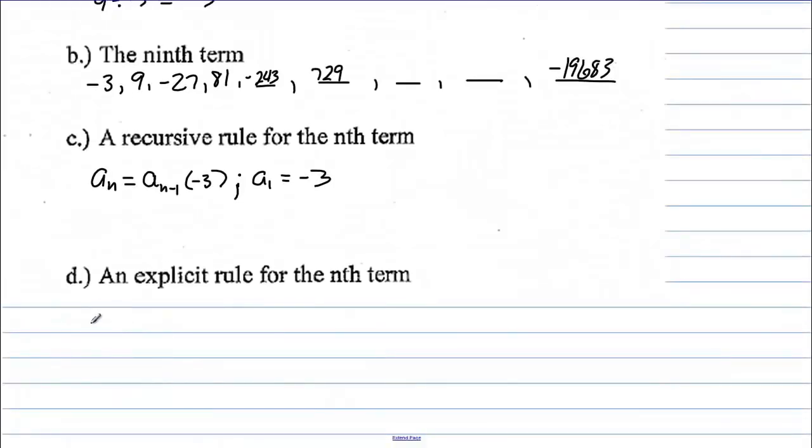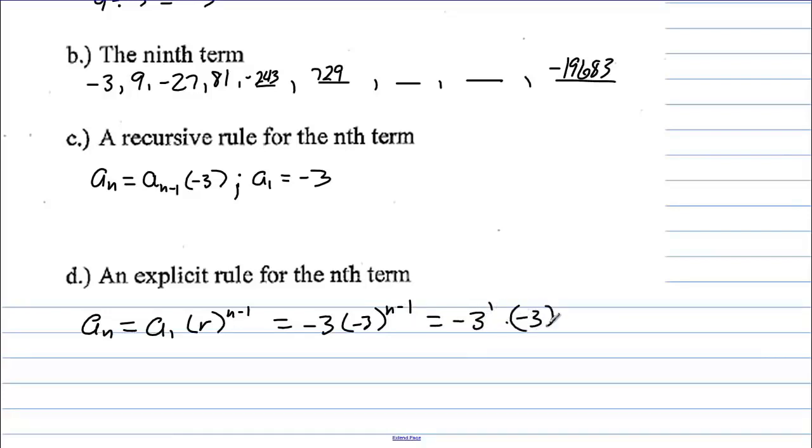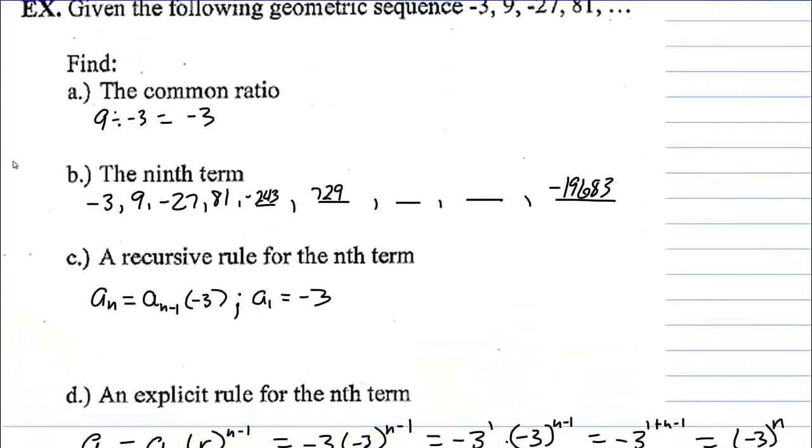An explicit rule for the nth term. Since this is geometric, we have a sub n equals a sub 1 times r to the n minus 1. In our case, a sub 1 is -3, and we are also multiplying by -3. So -3 to the 1 times -3 to the n minus 1. When you multiply, you can add the powers, so we have -3 to the 1 plus n minus 1. So this is really just -3 to the nth power. That one we can actually simplify.